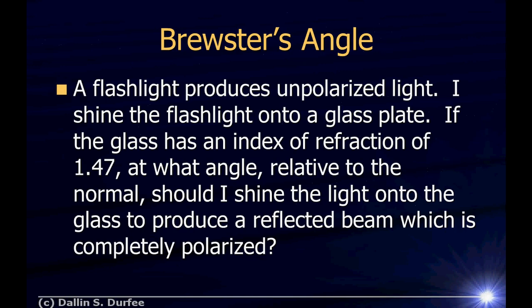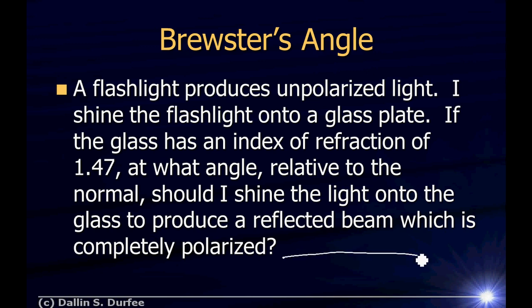Brewster's angle. A flashlight produces unpolarized light. If I shine the flashlight onto a glass plate, and the glass has an index of refraction of 1.47, at what angle relative to the normal should I shine the light onto the glass to produce a reflected beam which is completely polarized?